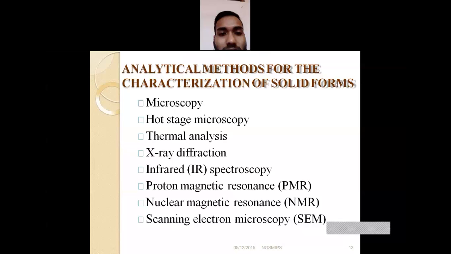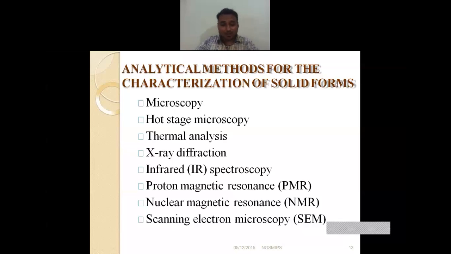It shows some interaction when we give the particular drug or particular molecule in the thermal platform. Okay. When we are applying heat, it shows some interaction when it becomes heated.